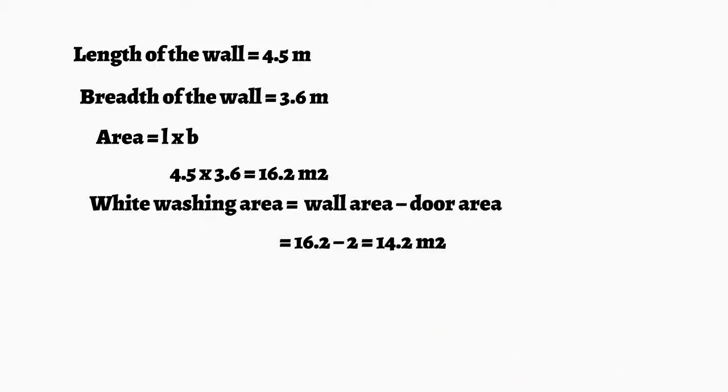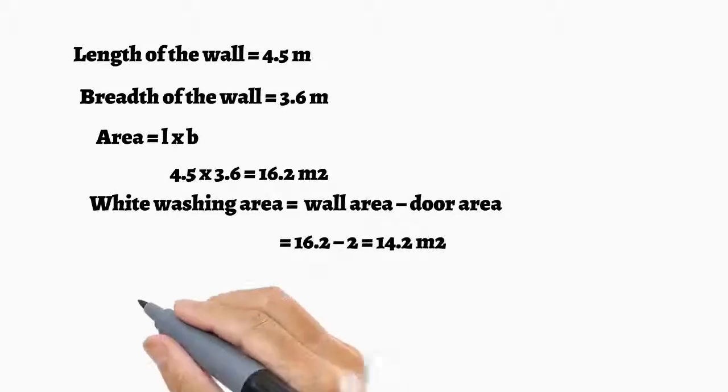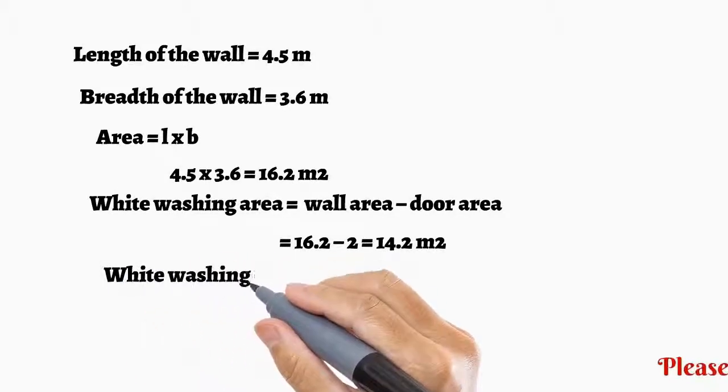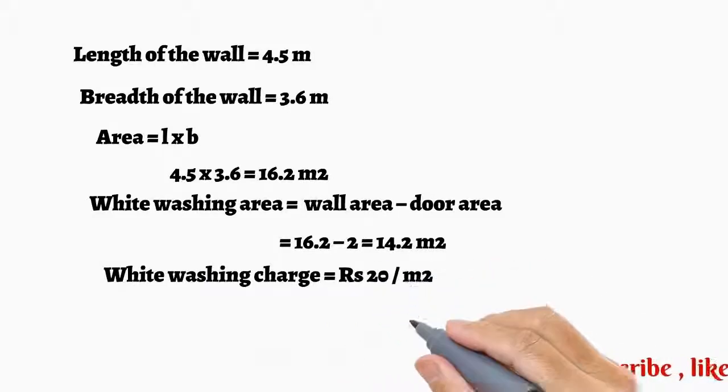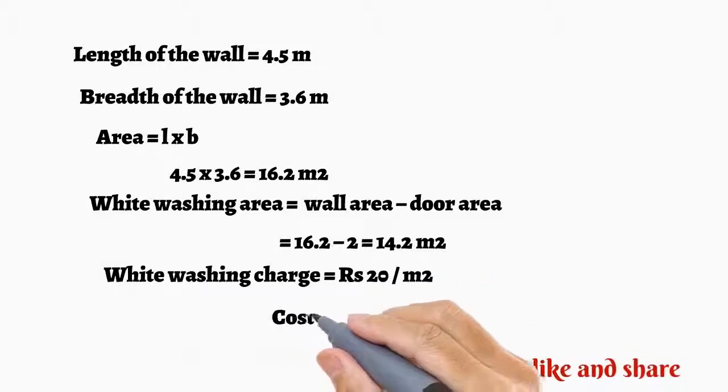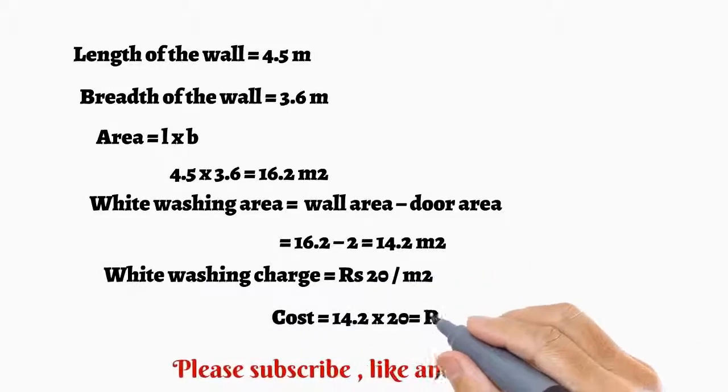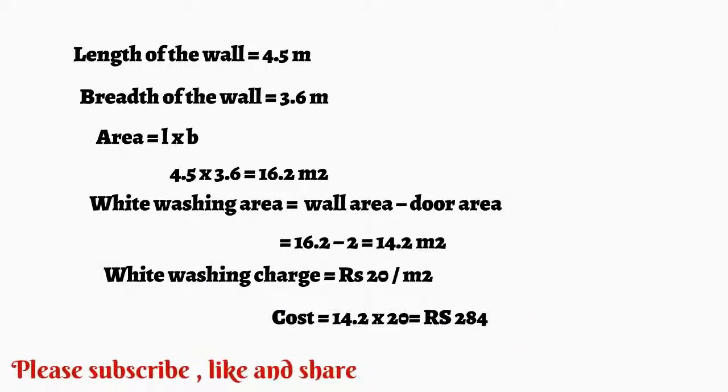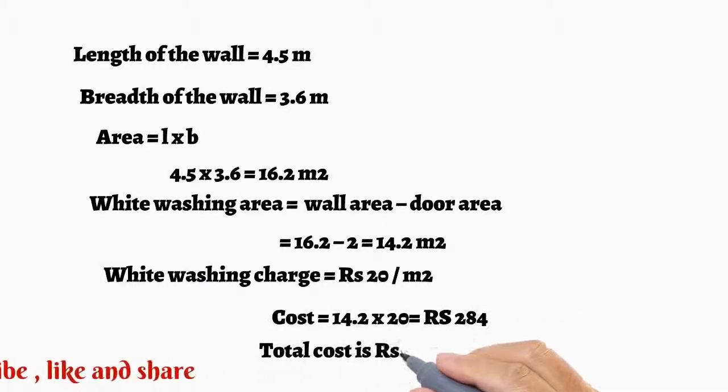Now we got the whitewashing area. Next is to find the total cost for whitewashing. Whitewashing charge is 20 rupees per meter square. Then total cost is 14.2 into 20 is equal to 284 rupees. Then total cost is 284 rupees.